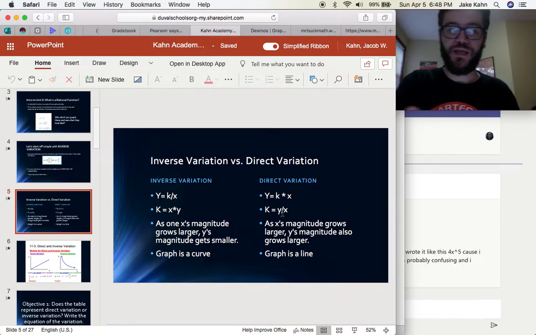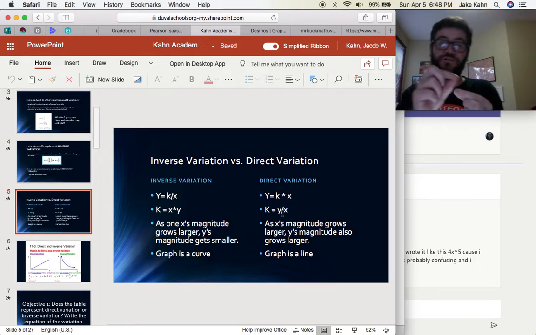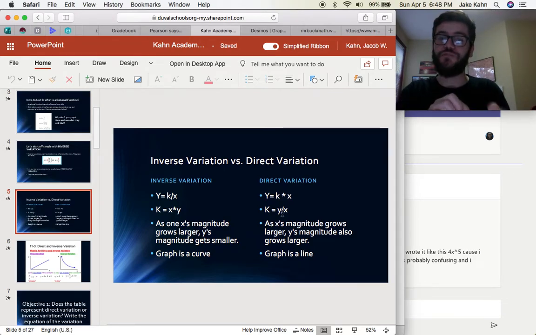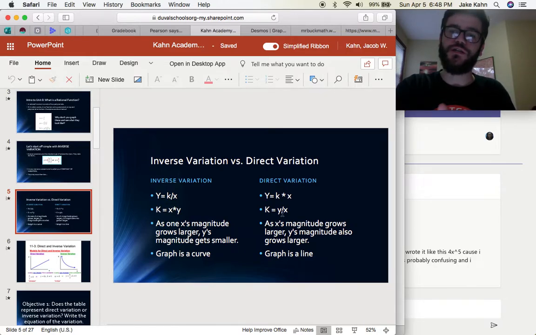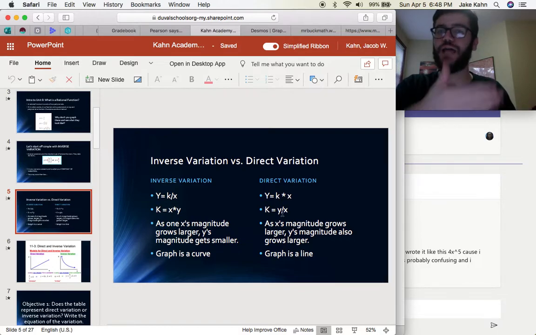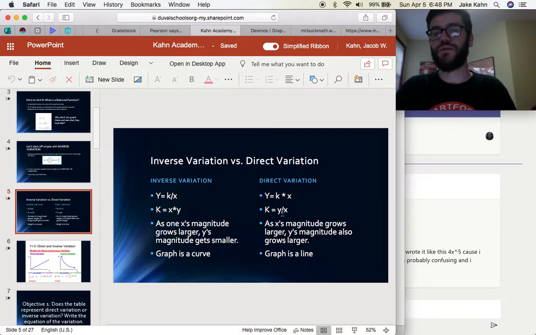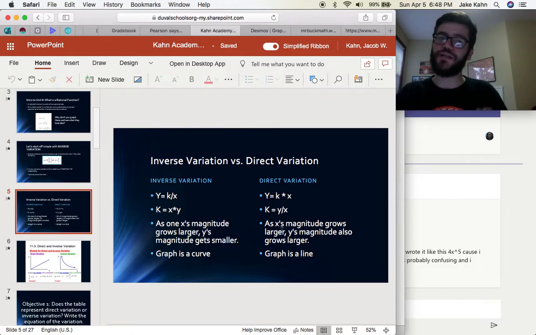Moving forward. If you solve that equation for k, if you switch the direct or the inverse variation equations to get k by itself, in the inverse variation, the constant of variation is equal to x times y. However, in a direct variation, the constant of variation k is equal to y divided by x.